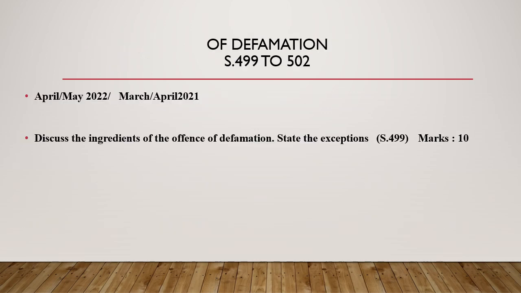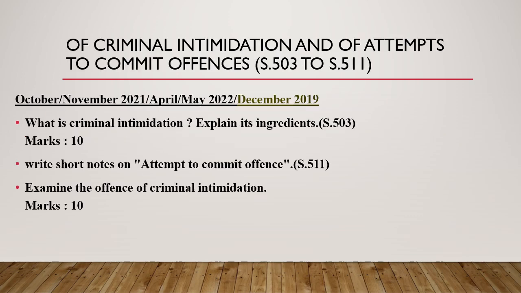Of defamation, section 499 to section 502. Discuss the ingredients of the offence of defamation. State the exceptions. This is also a very important question. Of criminal intimidation and of attempts to commit offences, section 503 to section 511. What is criminal intimidation? Explain its ingredients. Write short notes on attempt to commit an offence. Examine the offence of criminal intimidation.